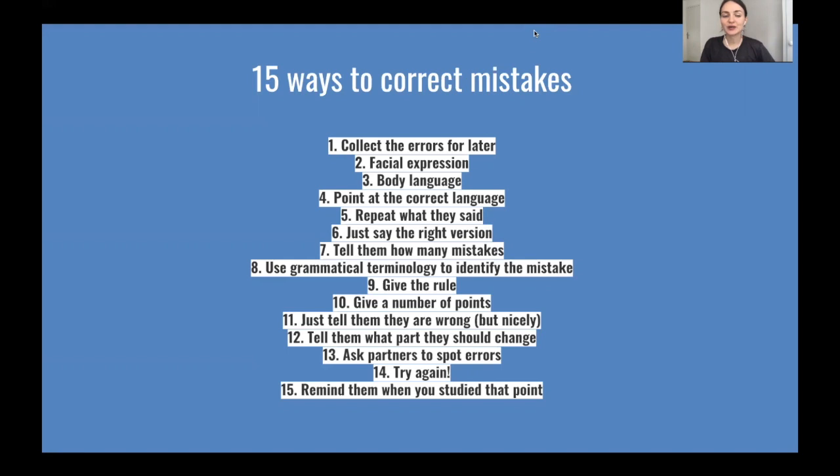Okay, so here are 15 ways to correct the mistakes, and we will discuss the most important ones, the most frequently used ones. The first is collect the errors for later. As I say, it's delayed correction. When your student is speaking and he makes a mistake, we don't need to correct him immediately. We use delayed correction. So we write the phrases or sentences with a mistake in the notes, and then we ask our student to correct.